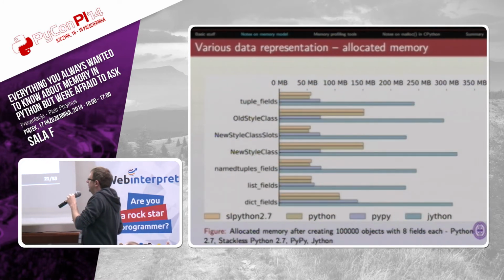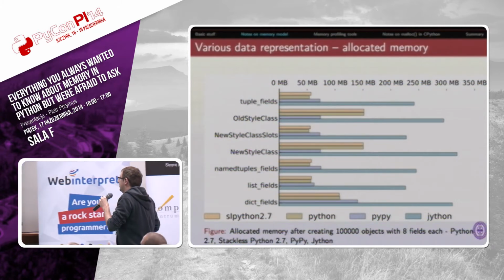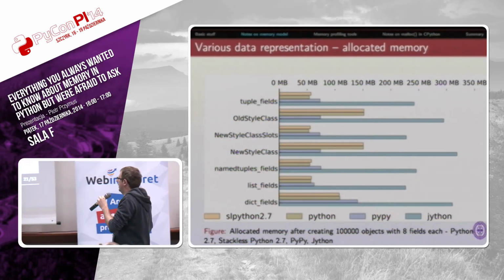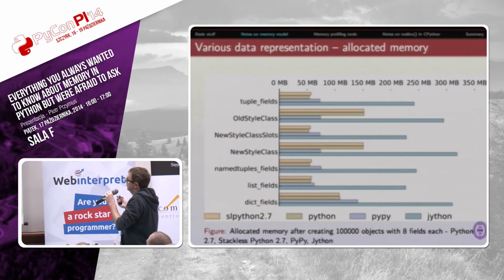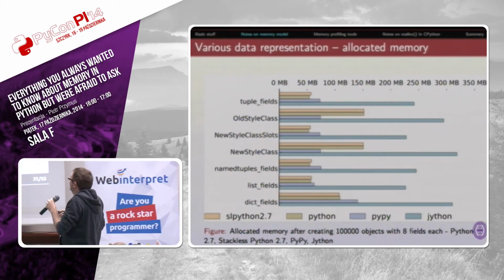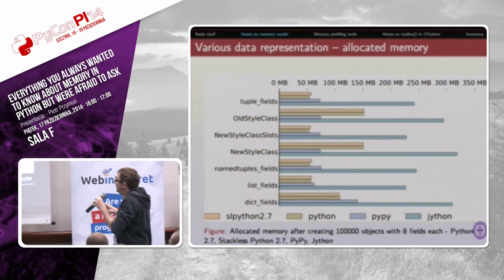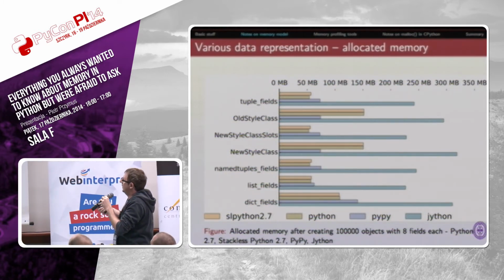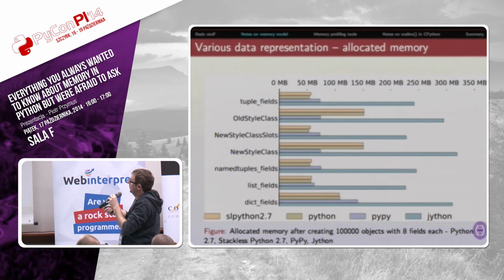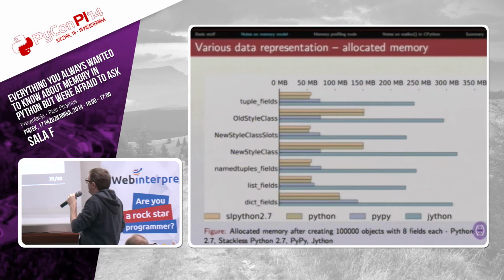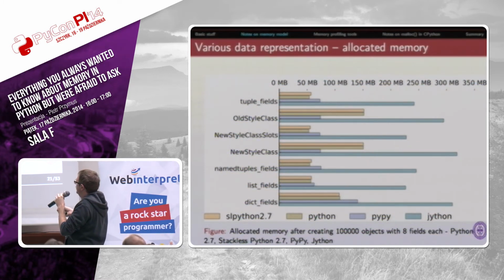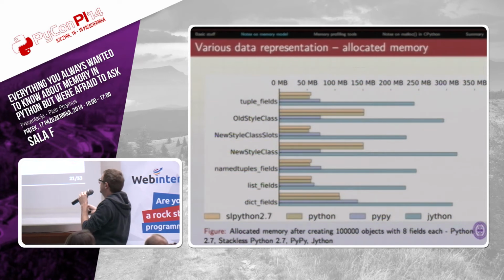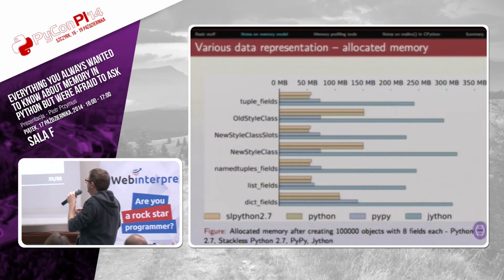And I repeated this for stackless Python, Python 2.7, PyPy, and Jython. Of course, Jython is the worst here, but as you can see, for new style classes, stackless Python and Python are, I think, the best here. But PyPy gets a good representation using new style classes without the slots, so it's pretty nice also.